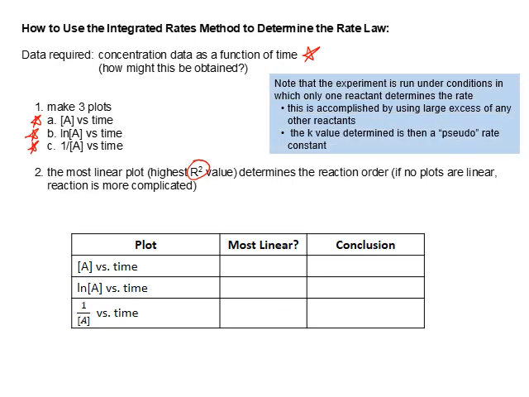Finally, a small note about the experimental conditions under which this is run. We need to run it under conditions in which only one reactant is determining the rate. This is usually accomplished by using a large excess of any other reactants. The value of k that you determine in these types of experiments is then called a pseudo-rate constant, because it will contain the concentration of the other reacting species.